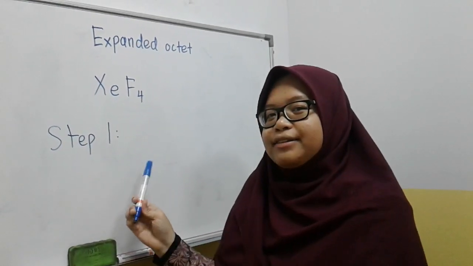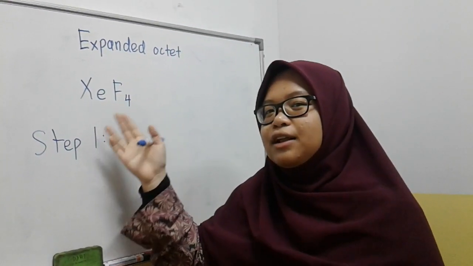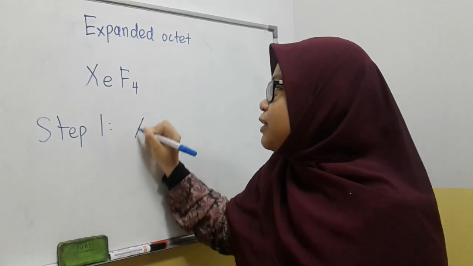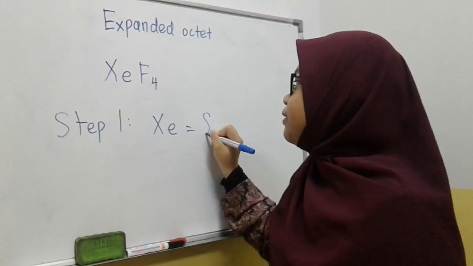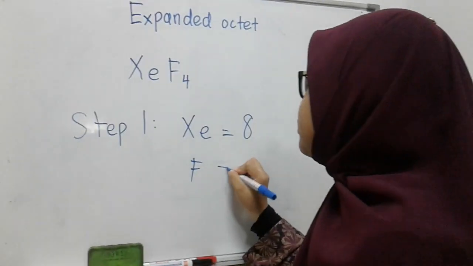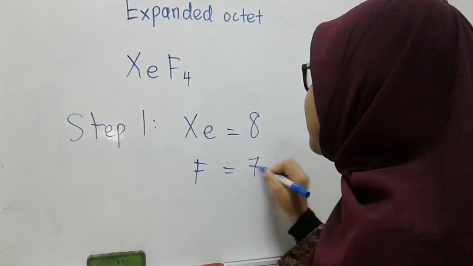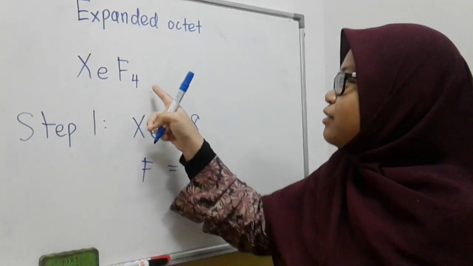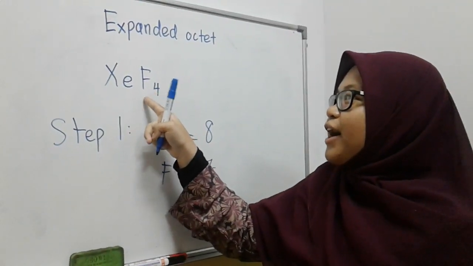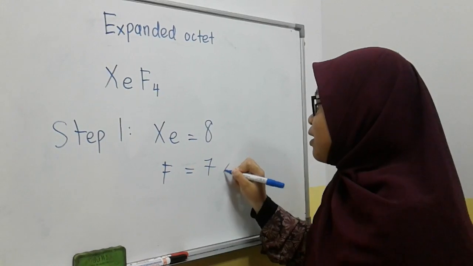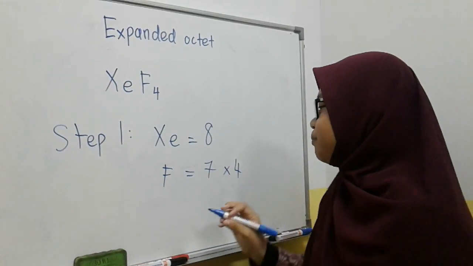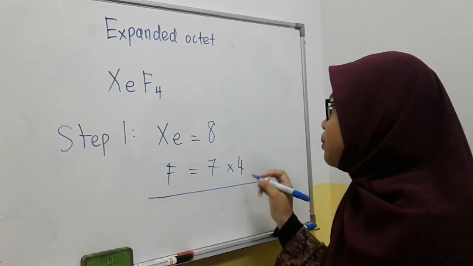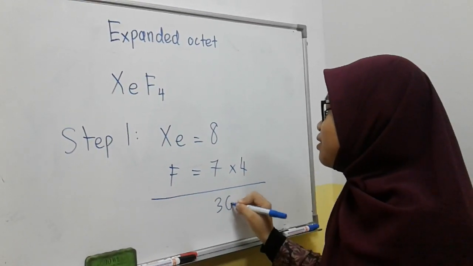For step 1, we have to count the total valence electrons for each element. For Xe, it is 8 and F is 7. Then because this has 4 fluorines, we have to multiply it by 4. Then we count the total of all this: 56 electrons.